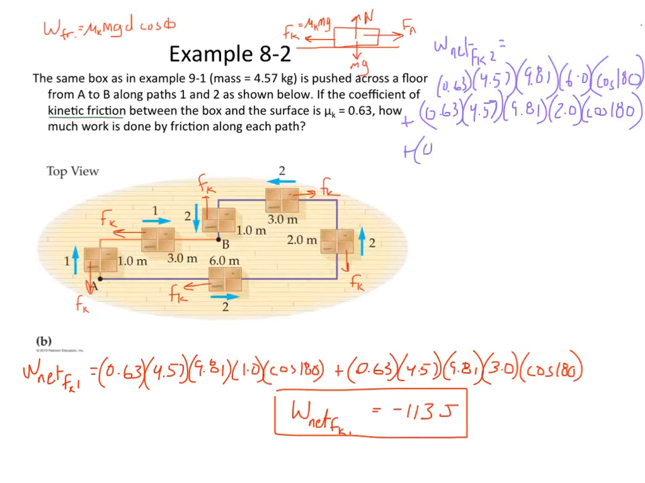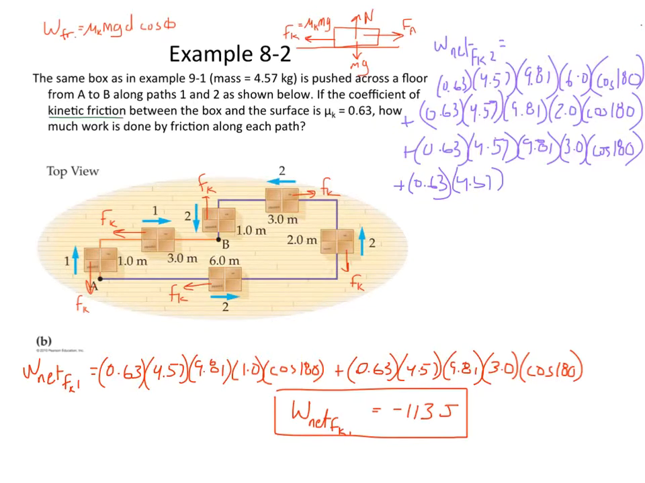Plus segment 3, 0.63, 4.57 times 9.81 times this distance right here, which is 3 meters, 3.0, cosine of 180. And our fourth segment from right here to here is going to be plus 0.63 times 4.57 times 9.81 times 1 meter times cosine of 180. Okay, what's that going to add up to?